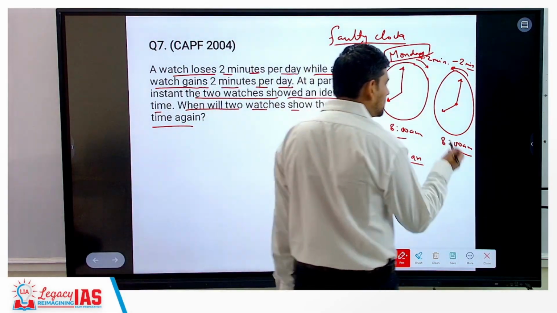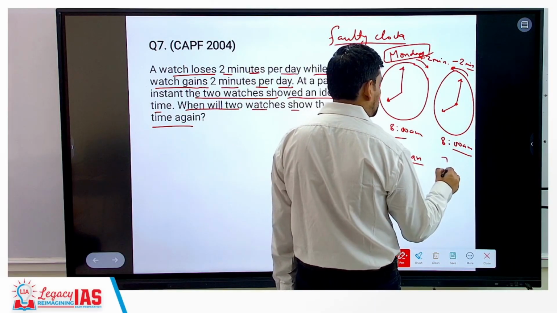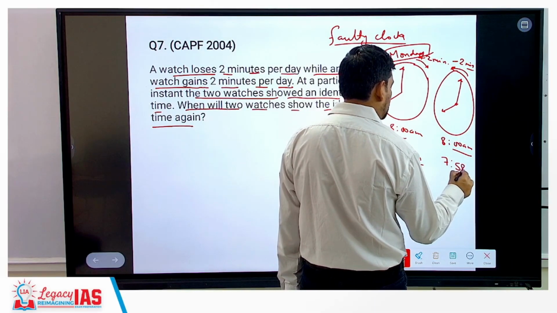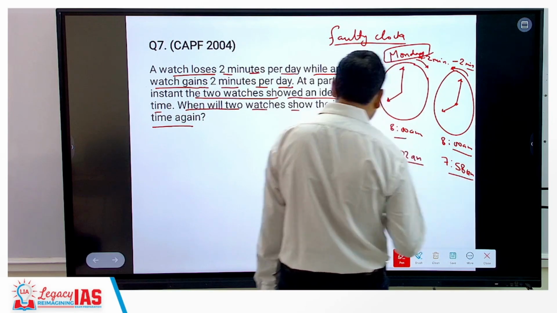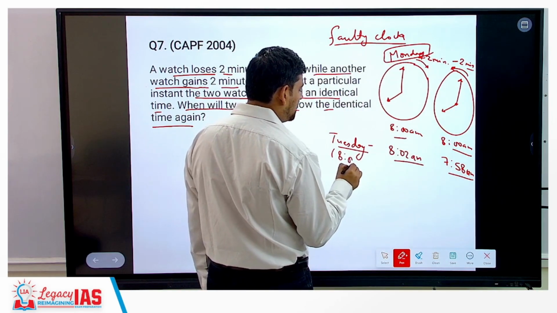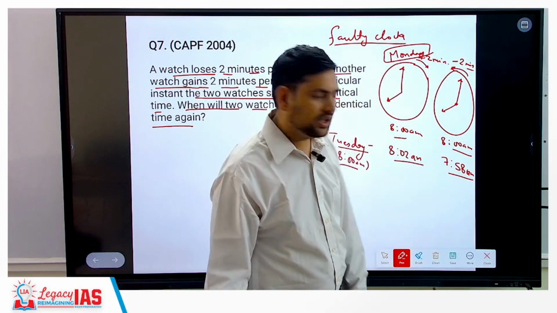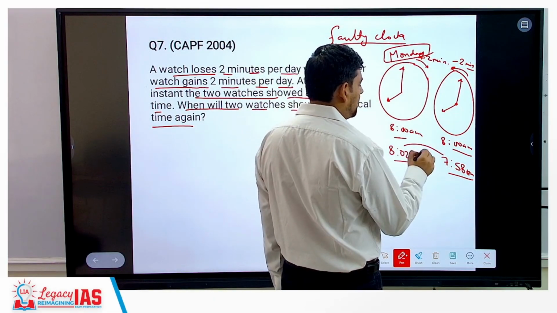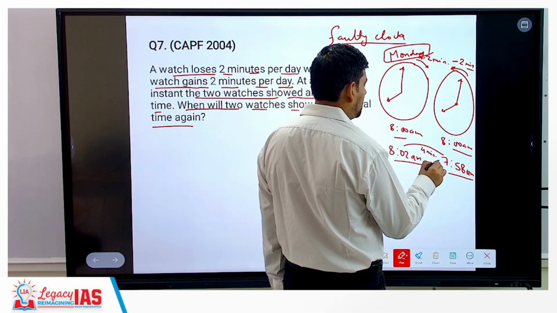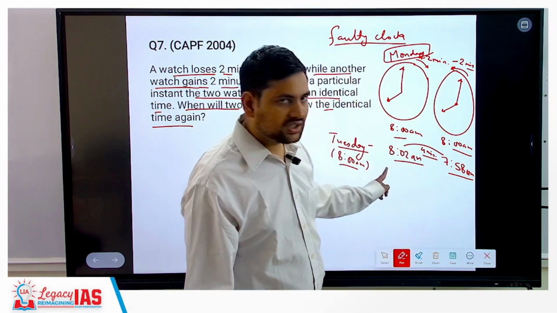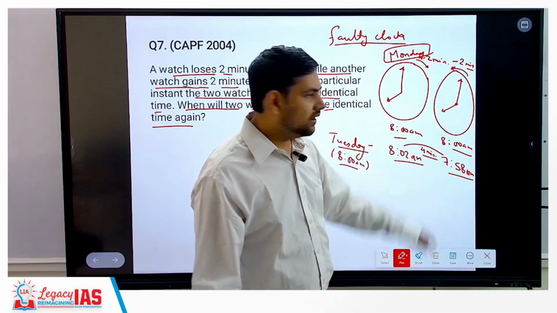Then this clock actually loses 2 minutes. So this will be showing you 7:58 a.m. Now, can you see how much is the difference between them? The difference between them has now become 4 minutes. This was obvious also because this was gaining time and this was losing time. So now the difference became 4 minutes.